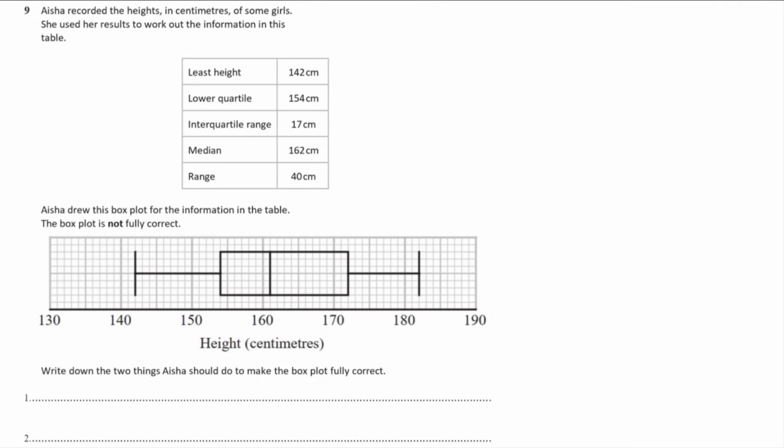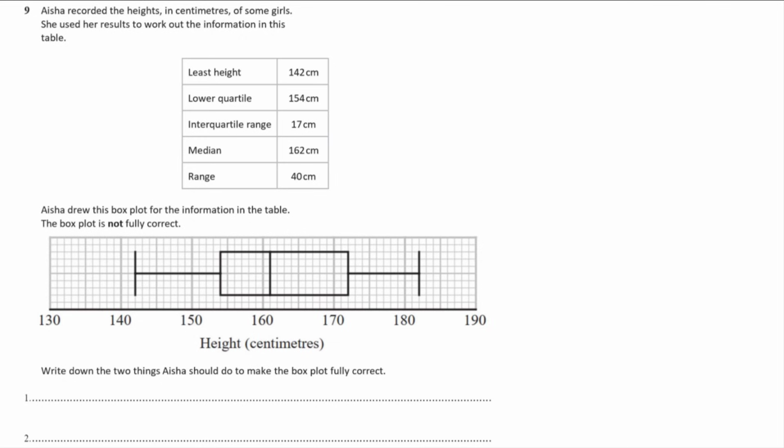Aisha recorded the heights in centimeters of some girls. She used her results to work out the information in the table. Least height was 142, lower quartile was 154, interquartile range was 17, median was 162, range is 40. Aisha drew this box plot for the information in the table. The box plot is not fully correct. Write down 2 things that Aisha should do to make the box plot fully correct.